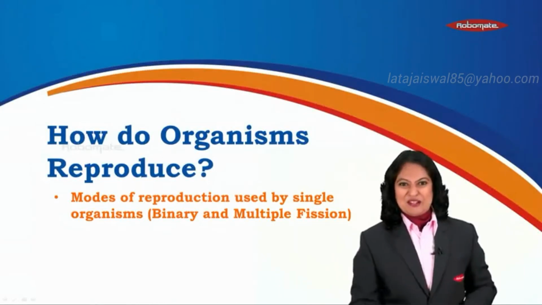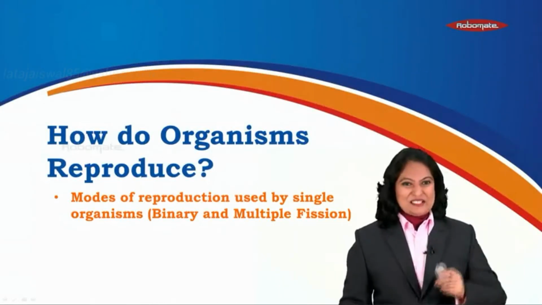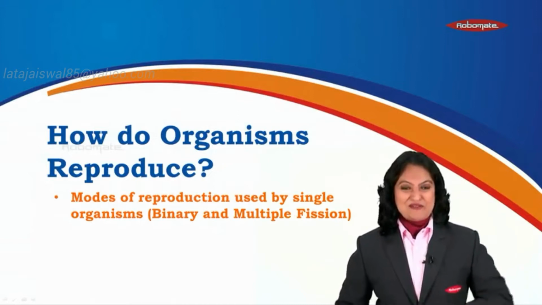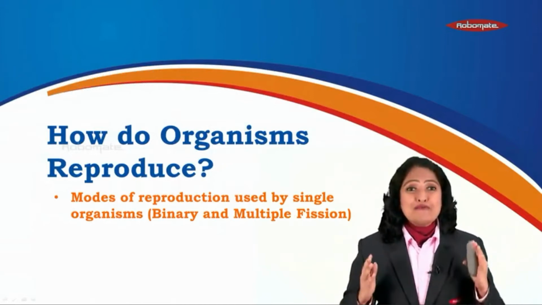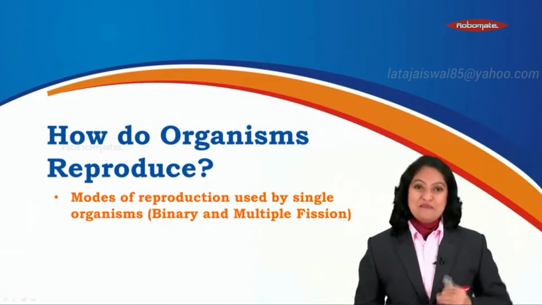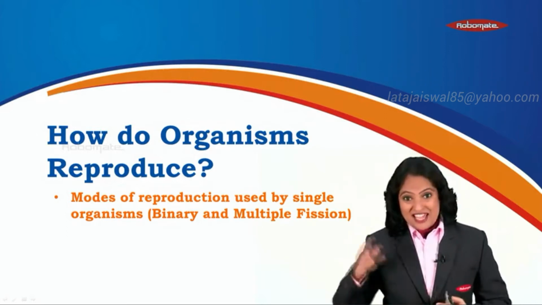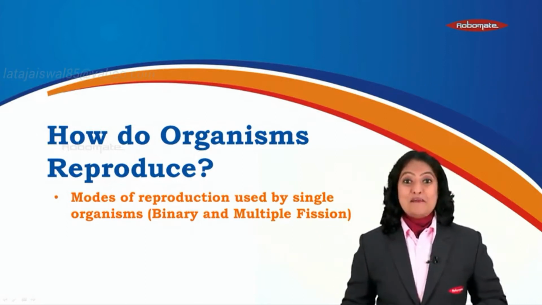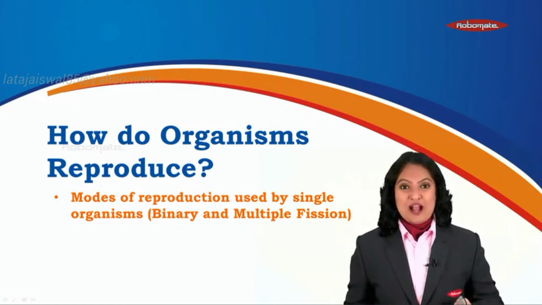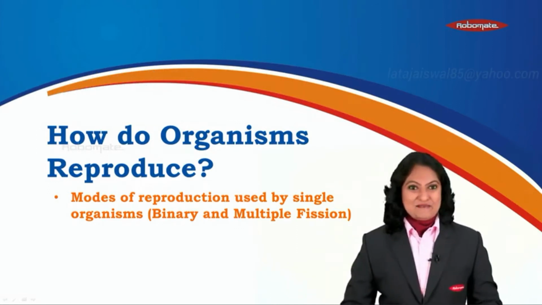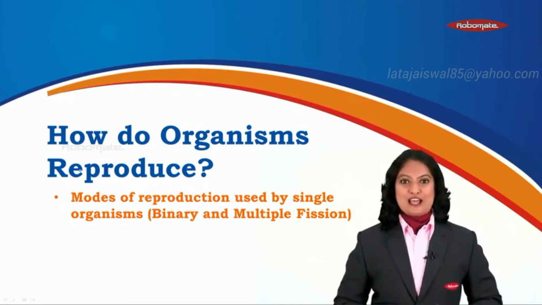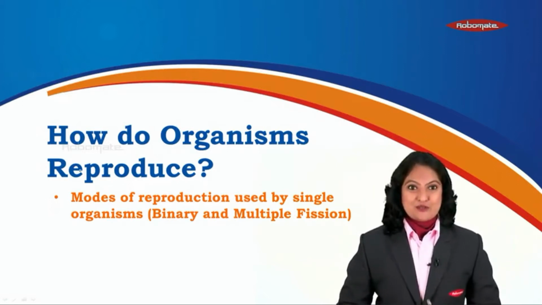Students, to the fourth module of this chapter. In the last module, after establishing the importance of variation, now finally let us move to the modes of reproduction. In this module, we are going to learn about modes of reproduction used by a single organism, and under that, we would be studying binary and multiple fission.